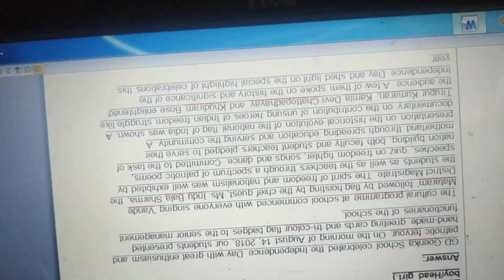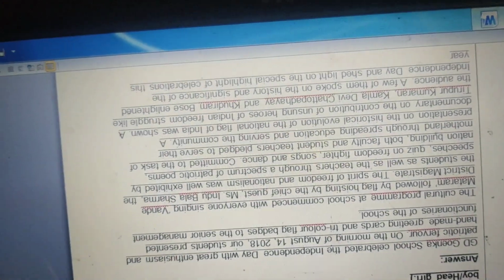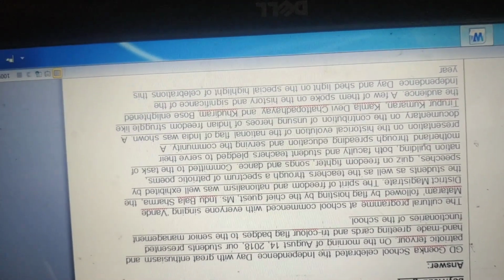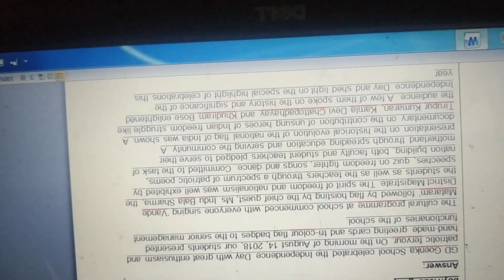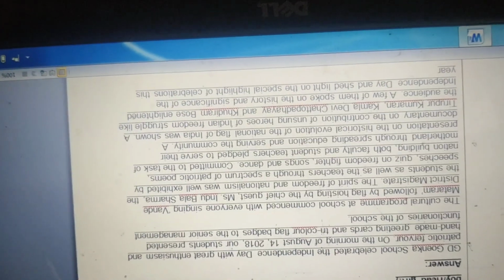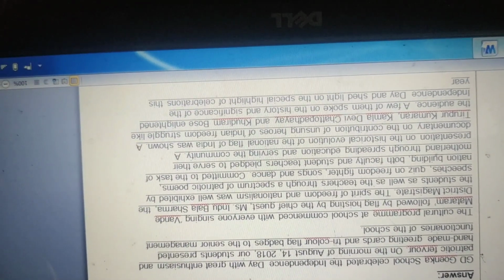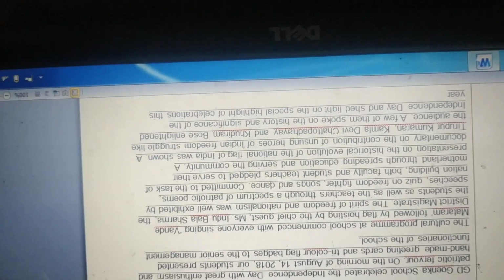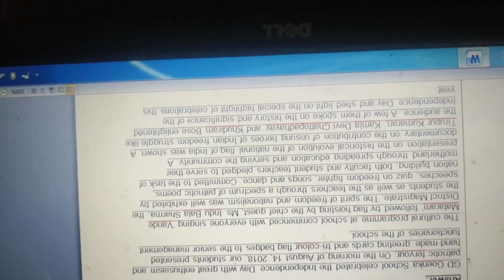Students, it is very important to give the name as well as the designation of the chief guest. And after that, how the function is actually taking place. The spirit of freedom and nationalism was well exhibited by the students as well as the teachers through a spectrum of patriotic poems, speeches, quizzes on freedom fighters, songs and dance. So this is how Independence Day is celebrated. A documentary on the contribution of unsung heroes of Indian freedom was shown. So all these things happened.